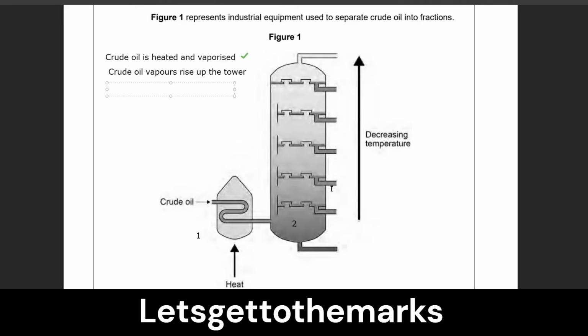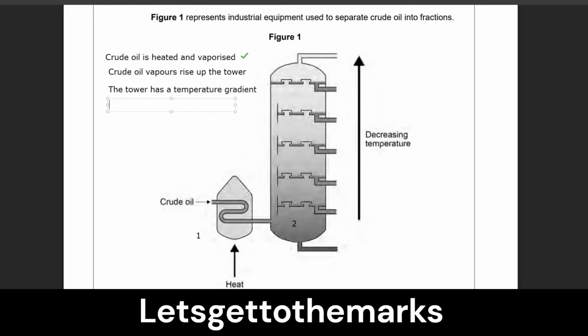What I want to say is what happens to them? Well, we need to mention this bit, the decreasing temperature. So there's a 3 mark. The tower, you can call this a column. The tower has a temperature gradient. Now, you might not be able to remember that term. Okay, that's a fantastic term to remember.